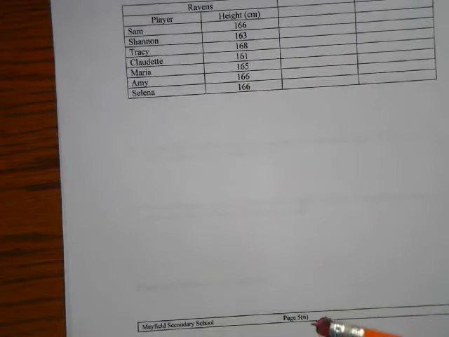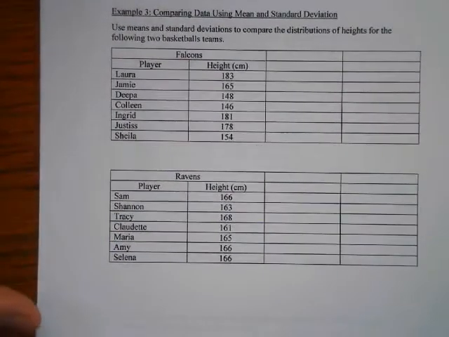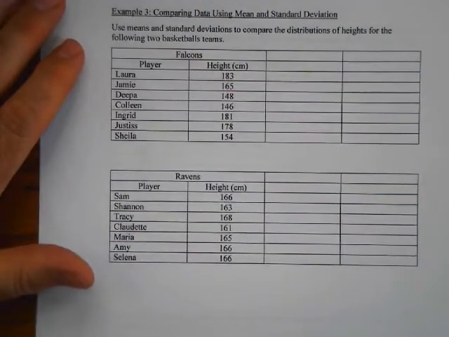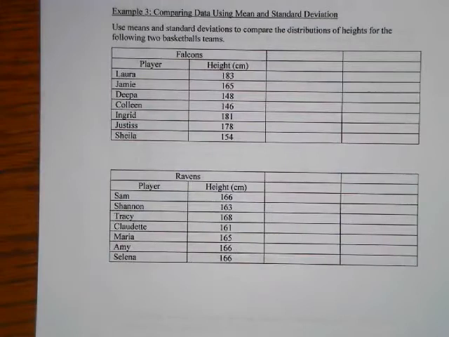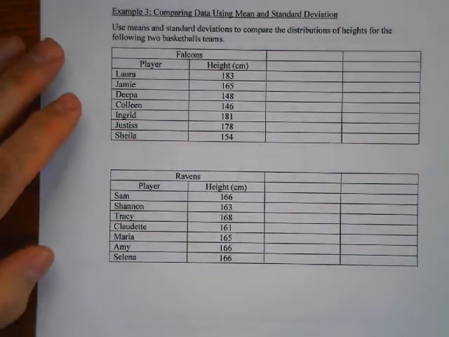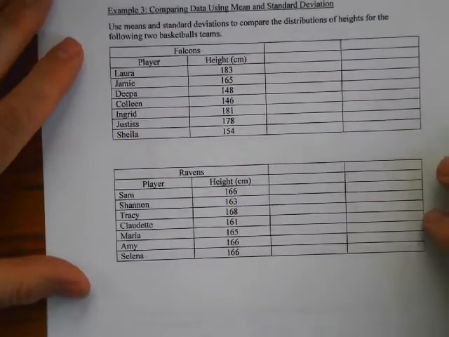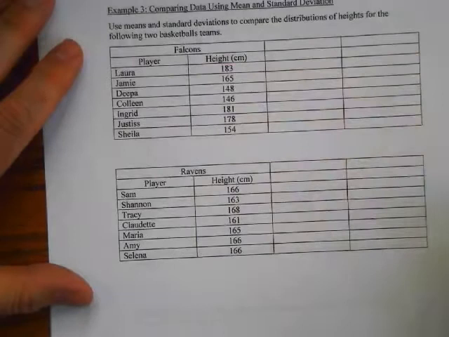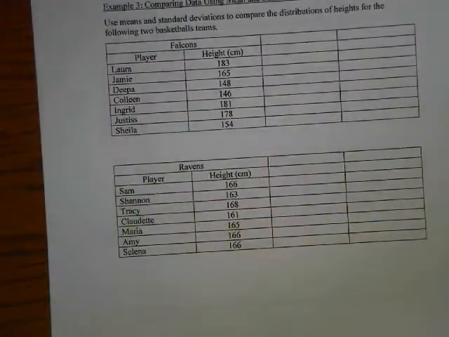So we looked at percentiles and quartiles. Now we're going to look at comparing data using mean, and in this example we're going to look at standard deviation. Okay, now this is the type of question you're going to get in the last unit. When we look at the normal distribution, it's going to be exactly this type of question again. We're going to go a bit deeper into it then. So let's take a look at this.